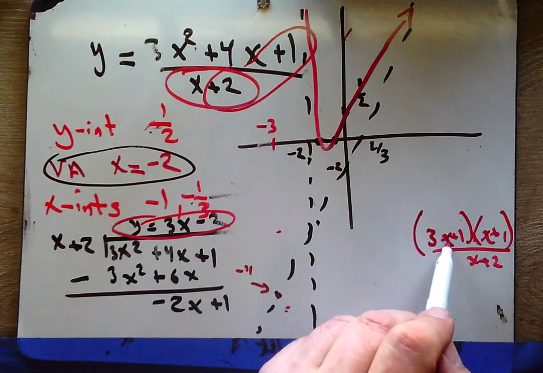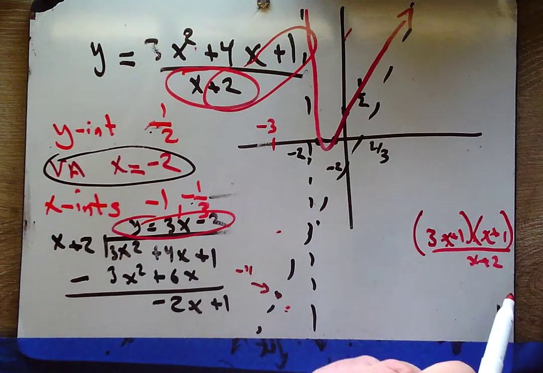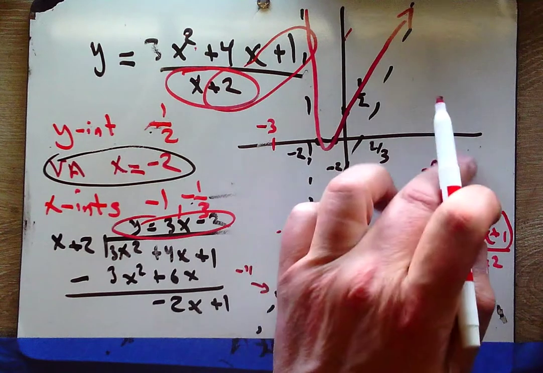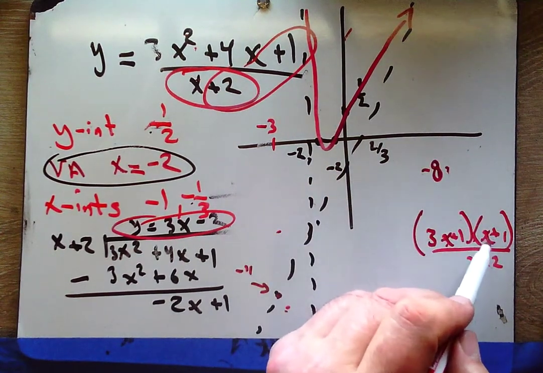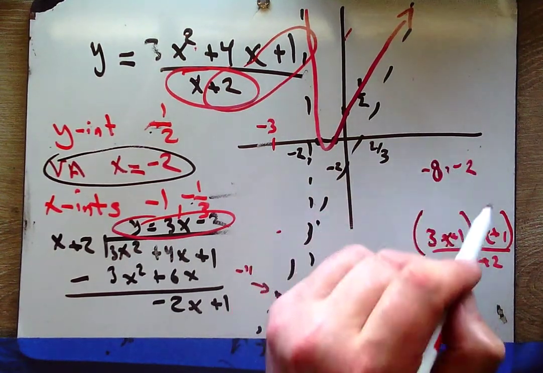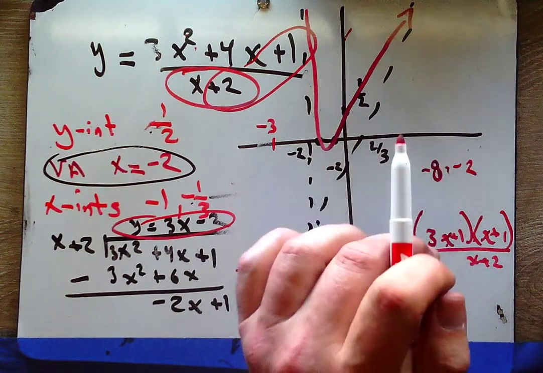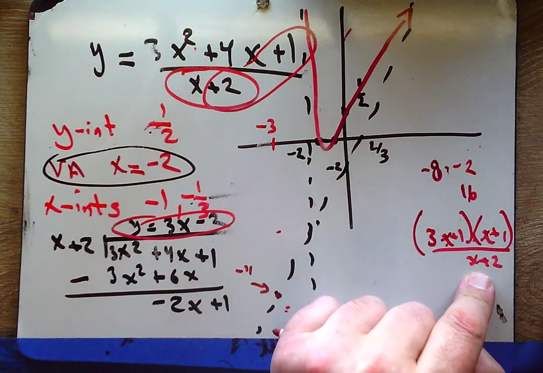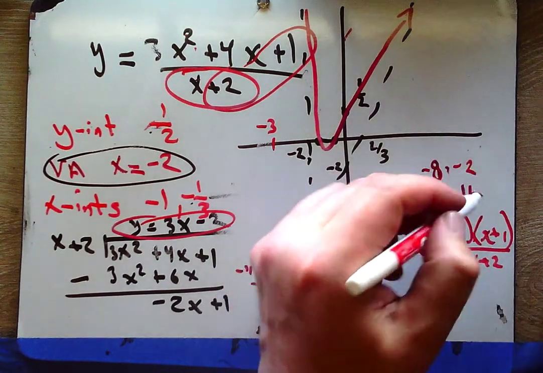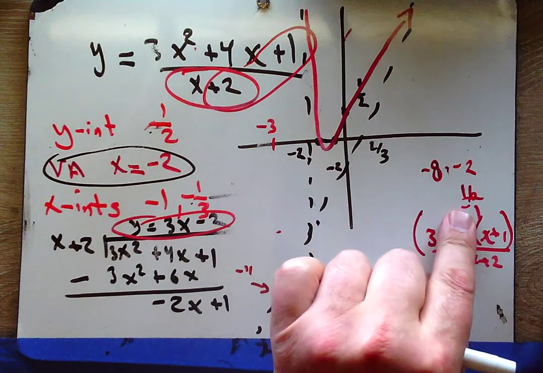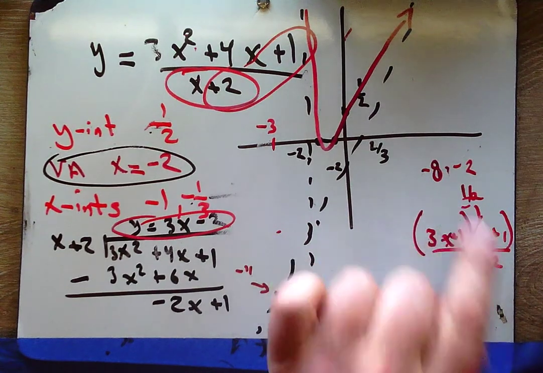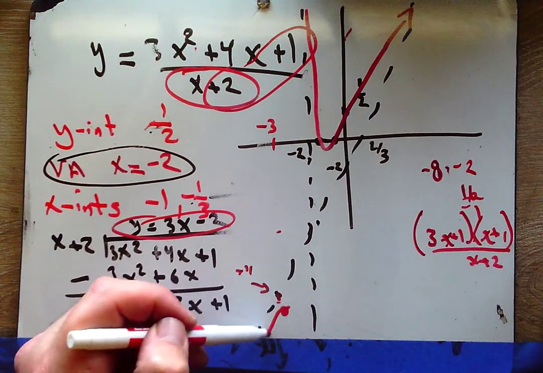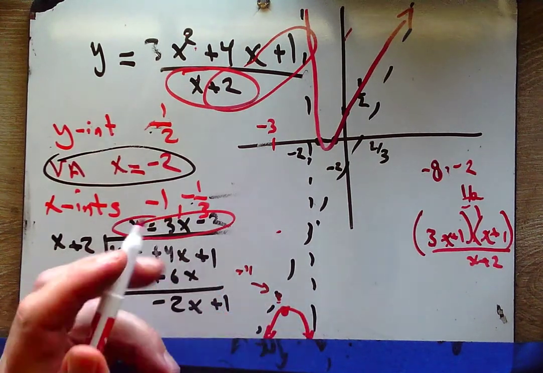So if I plug in a -3, I get -9 plus 1 is -8 times -3 plus 1 is -2. -8 times -2 is positive 16 on top. And if we plug in a -3 on the bottom, -3 plus 2 is -1. So I get a y value of -16. Well, we found out that this was -11. -16 is even further down. So I got something like that.